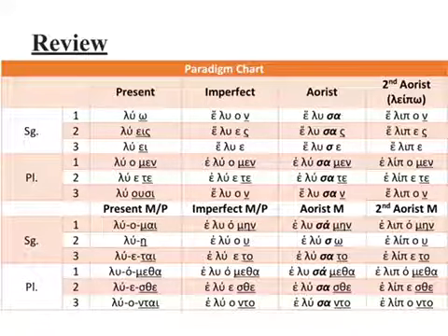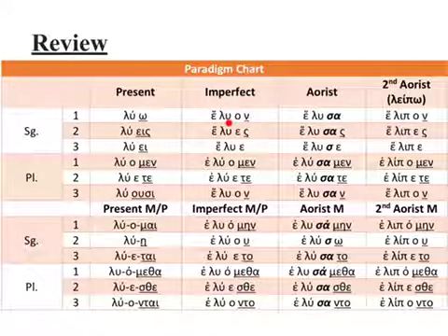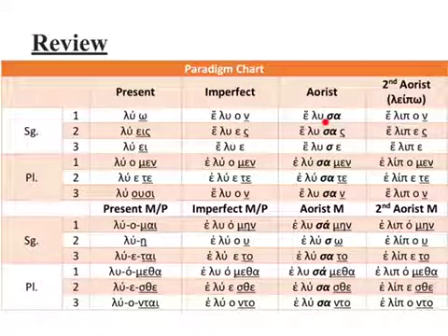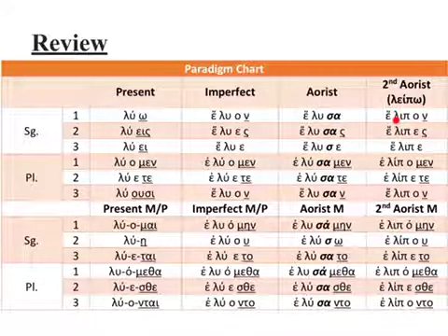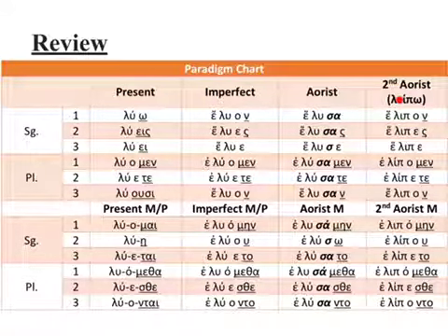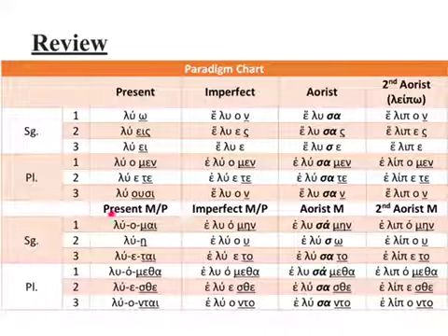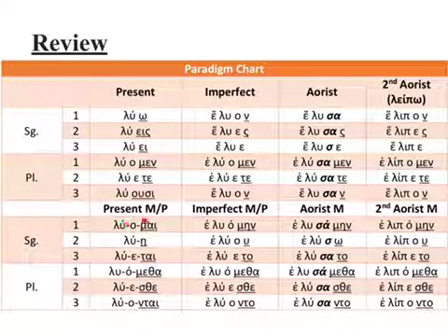Could you just go through like one line and then translation? Yeah. So luo would be I loose, or I am loosing. Elyon would be I was loosing. Elusa, I loosed. And elipon is I left. And lepo would be I leave. Sense? Good? Mm-hmm.